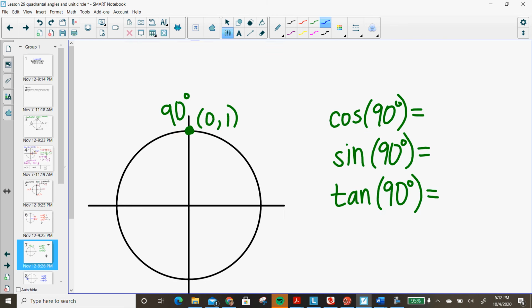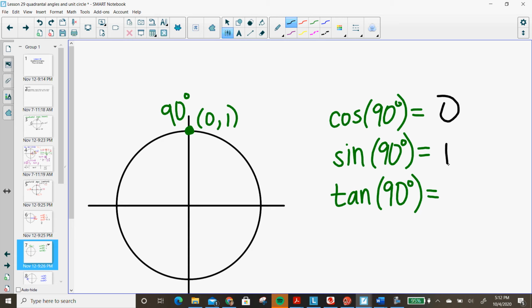Moving next to 90 degrees, now we know we're at the top of the unit circle, so that point has coordinate 0, 1. Cosine must be the x coordinate, so cosine of 90 degrees must be 0. Sine must be the y coordinate, so sine of 90 degrees must be 1.